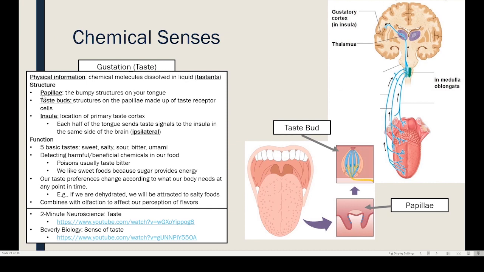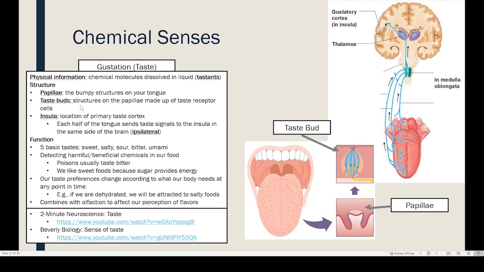And there are these bumpy structures on your tongue called papillae. And on those papillae, there are taste buds. And those taste buds are where our taste receptor cells are. We'll talk about those in more depth in the slides from yesterday, from March 25th. So I'll just mention them in brief here, and we can talk about them in more detail later.